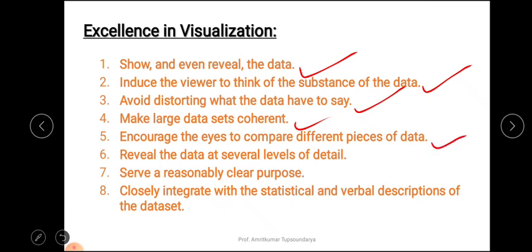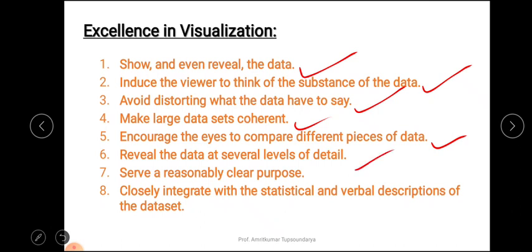Now, encourage the eyes to compare different pieces of data. Organize the chart, or whatever the visual representation is, in ways the eyes would naturally move to derive insights from the graph. Just to give an example, many e-commerce websites do that, because the moment you open an e-commerce site and search for a specific product, the representation is done in such a way that your eyes would naturally move to the derived insights of the product that you want to see.